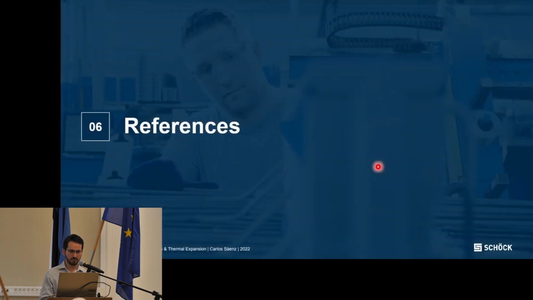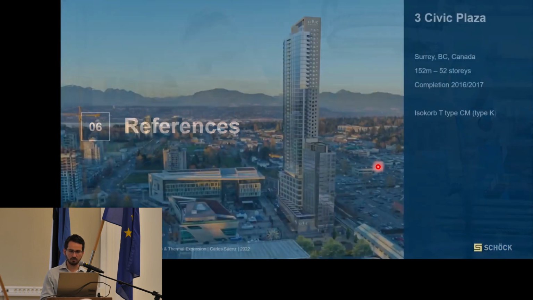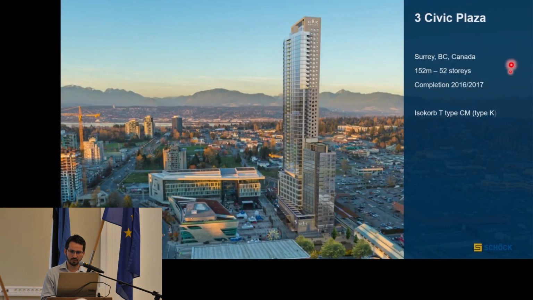And yeah, to finish, some examples. We already saw some of those, but I want to point out this one. This is in Canada, the West Coast. It's a highly seismic area. So yeah, it needs to be considered because it's a pretty tall building, 52 floors, and you will have a seismic reaction in each floor getting higher and higher. And yeah, this is an example of how we use our isocorp, this type K, in this product.